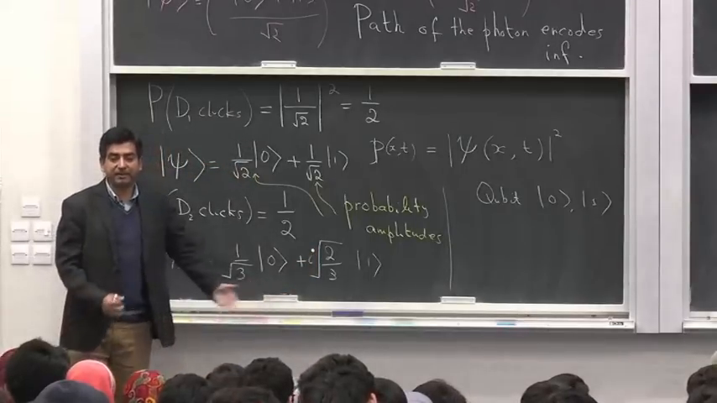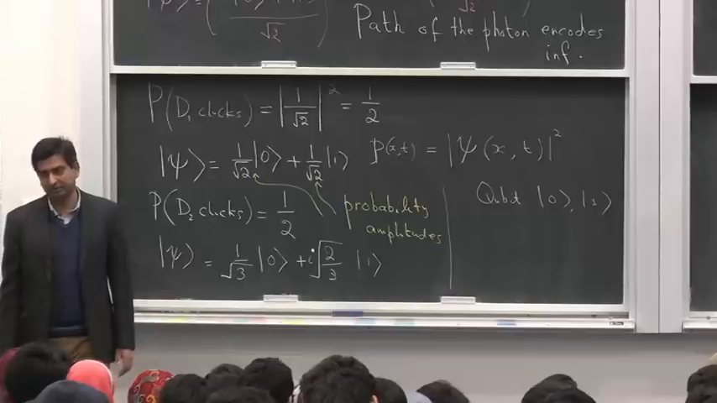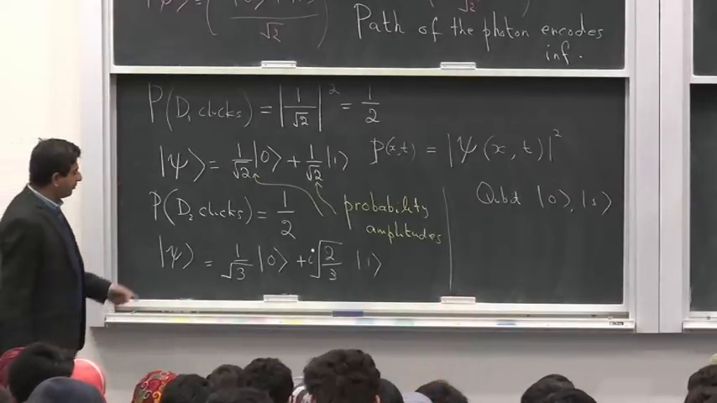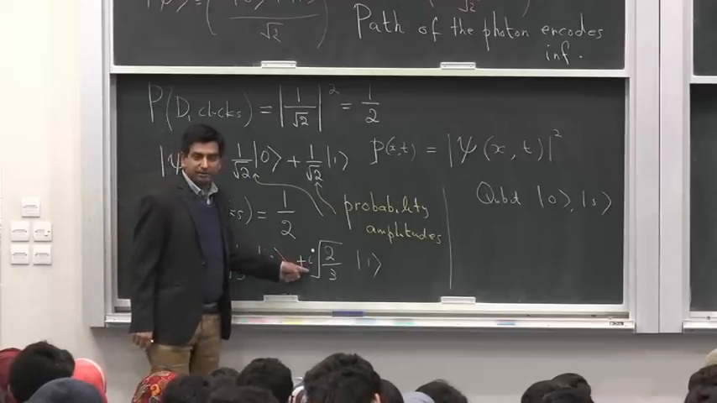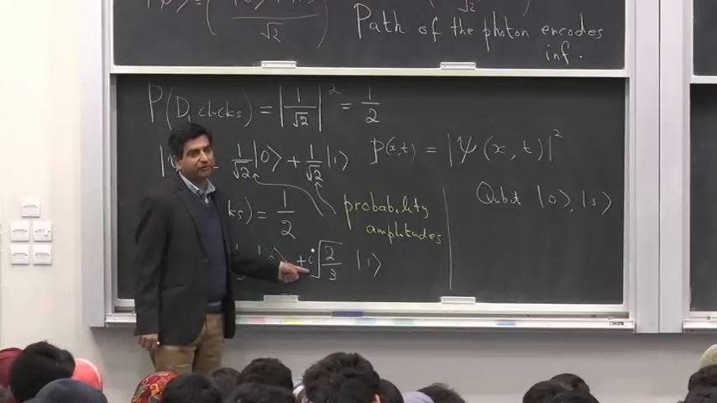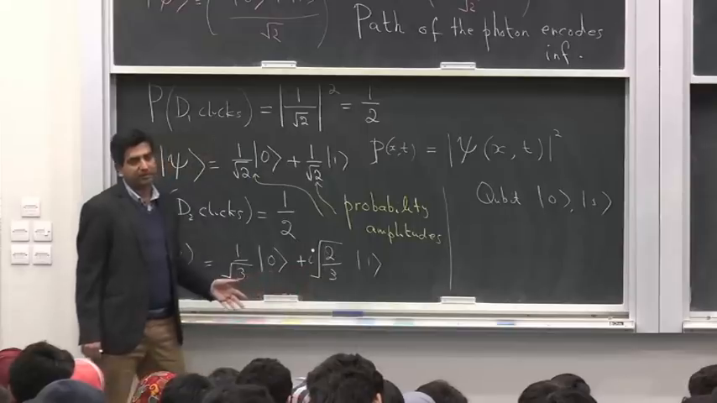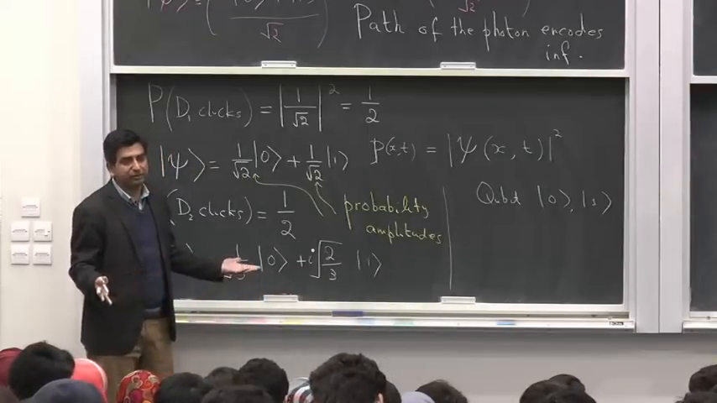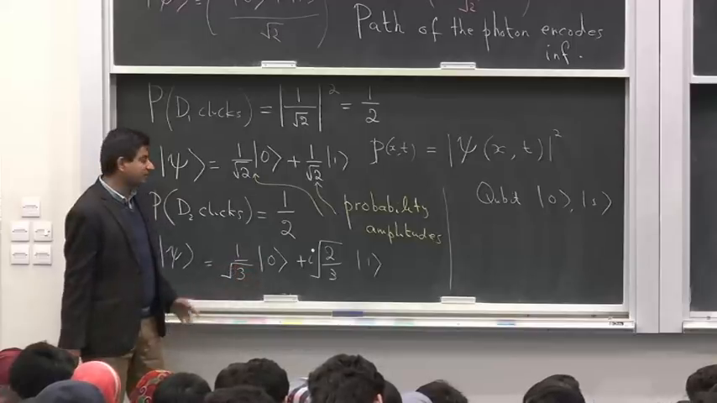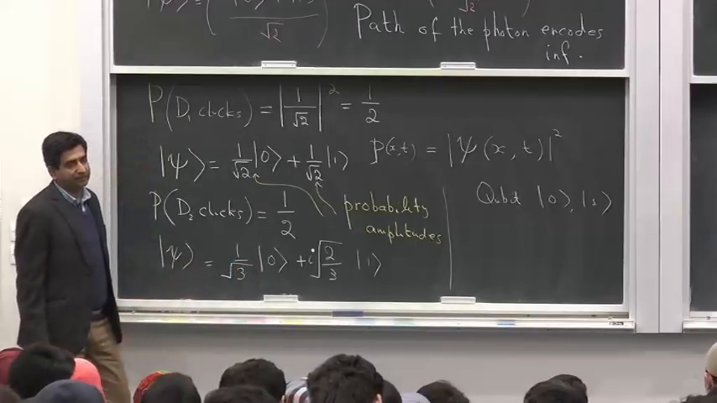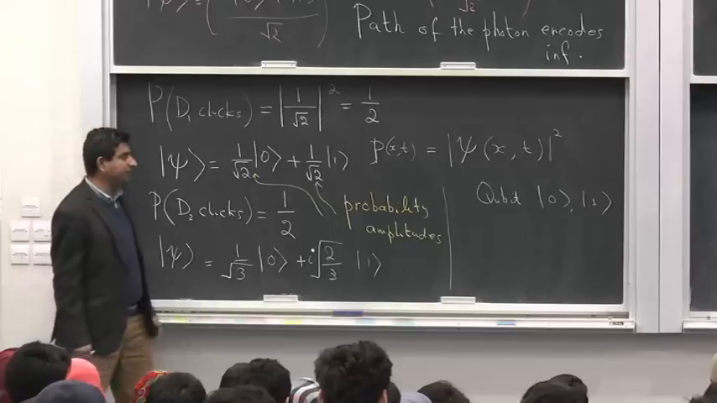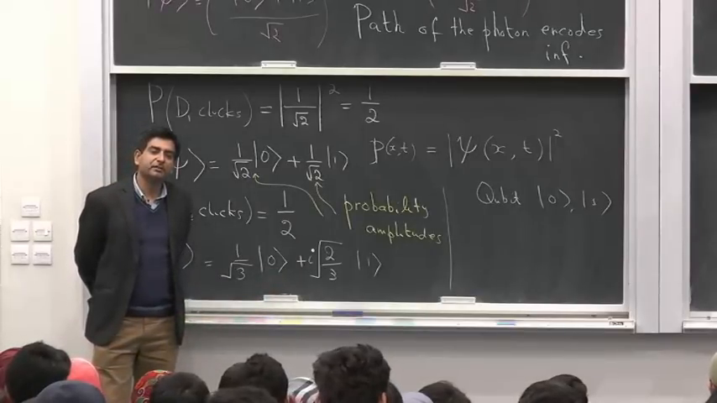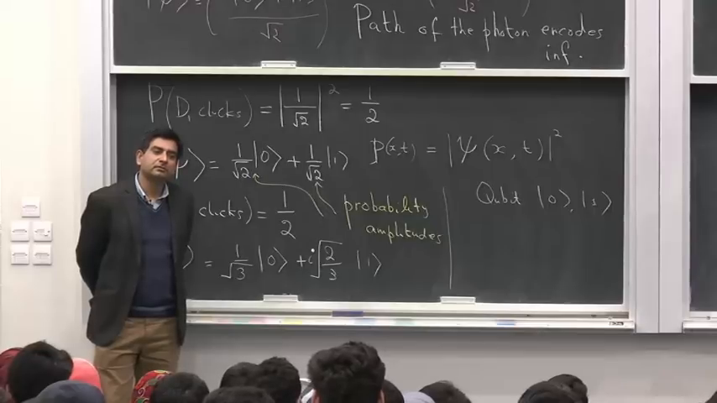I can have a beam splitter that produces this superposition. If I put an iota here, first of all, it's a legitimate wave function. The quantum state is still correct. It's still a valid quantum state. What's the probability that D1 clicks? 1 over 3, and what's the probability that D2 clicks? Minus 2 over 3.